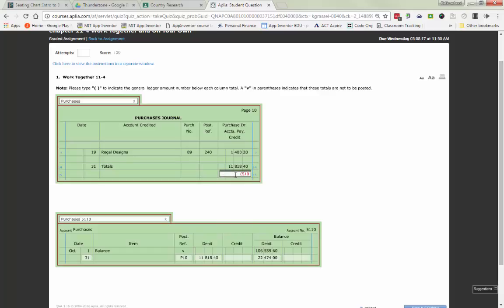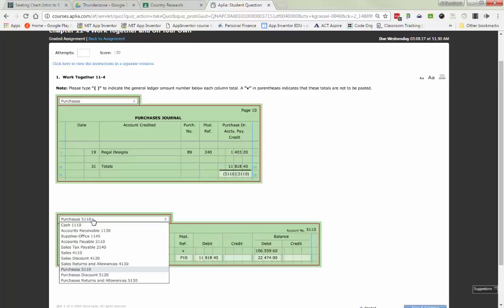Now, this is where Aplia is a little stupid, because it will not let me post my account number for purchases without also posting the one for accounts payable. So I'm just going to say, okay, yes, that is the right one, even though I know I haven't posted it yet to accounts payable. Does that make sense? So I know I need to now go right to accounts payable.